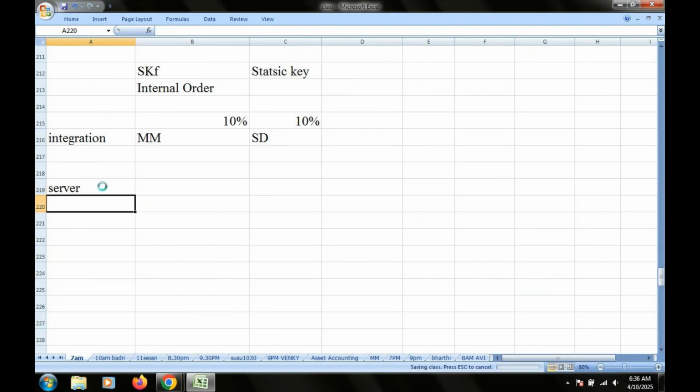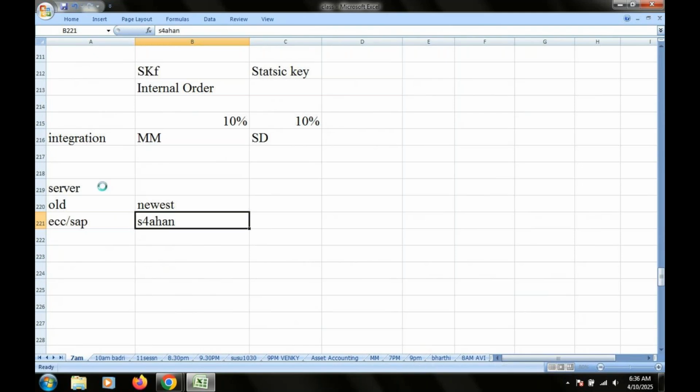Actually, we have two servers. One is the oldest one, another one is the newest one. The oldest server what we have, that is ECC. The name is ECC, and the newest will be S/4HANA.